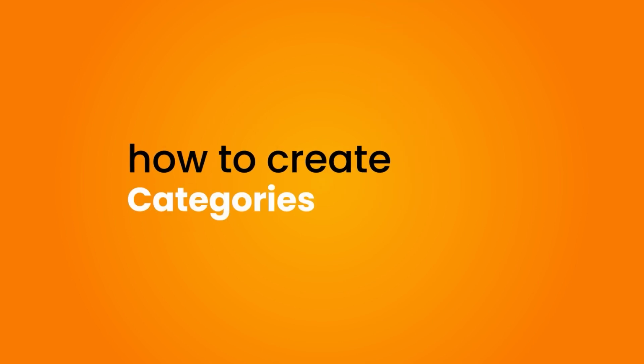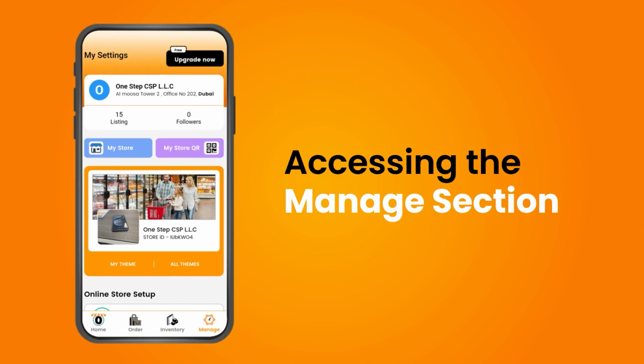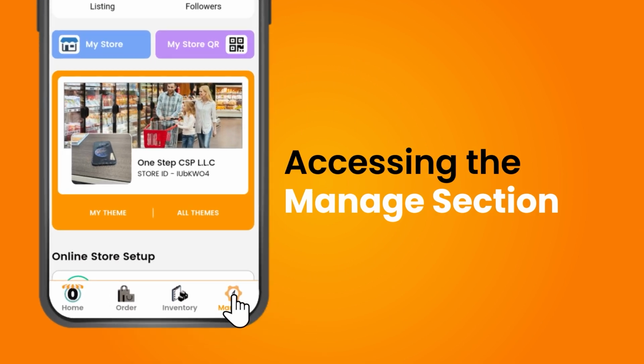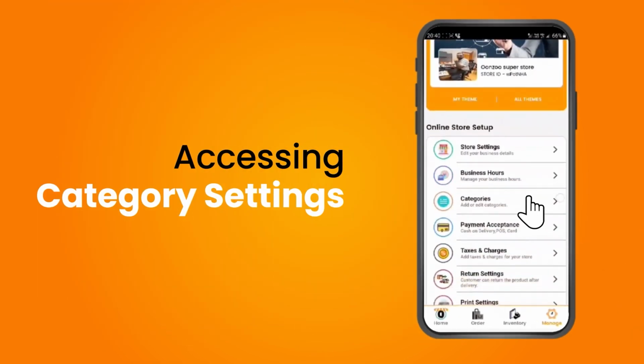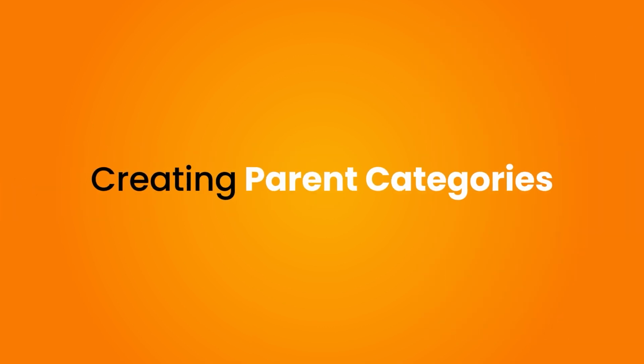Learn how to create categories in Sales Hub dashboard. To get started, access the Manage section. Now, scroll down and click on the Categories section. Part 1, Creating Parent Categories.